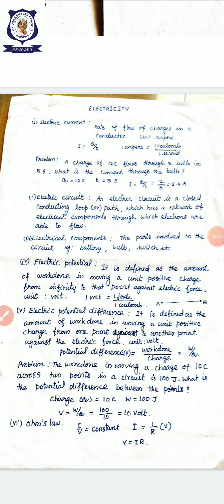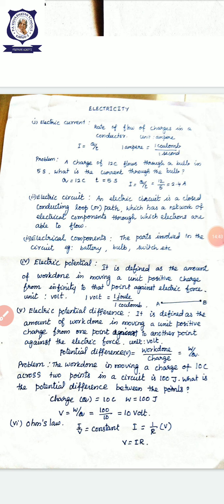Already I told you, for the flow of water, we need a potential difference. Like that, for the flow of charges, we need a potential difference. Is it clear now? How can we define electric potential? It is defined as the amount of work done in moving a unit positive charge from infinity to that point against electric force.